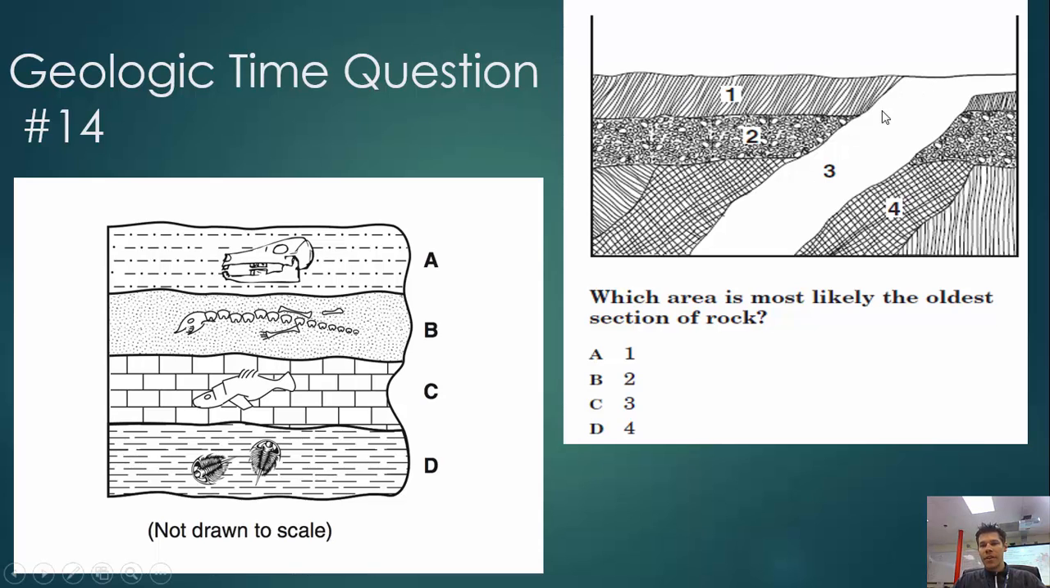So in order, we have the youngest rock, then number 1 would be the second youngest. Rock level 2 is below rock level 1, so it's older than rock level 1. Now, rock level 4 is below 1, below 2, and below 3. So our best answer here for the oldest rock is rock level 4, D.